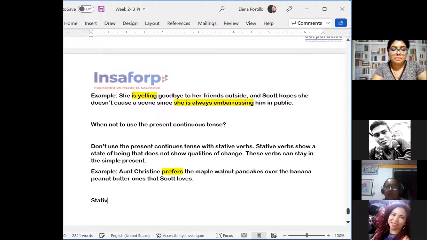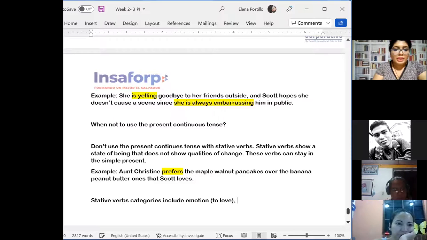Stative verbs categories include emotion, and we have the example to love. Then we have possession, to belong, pertenecer, and we have the example to recognize.